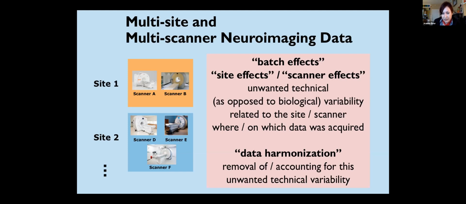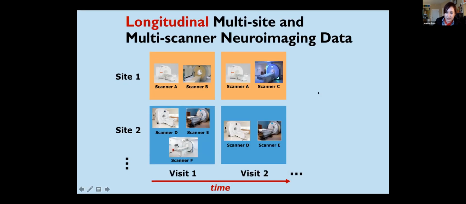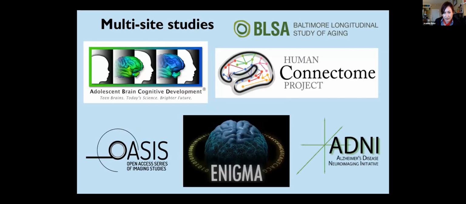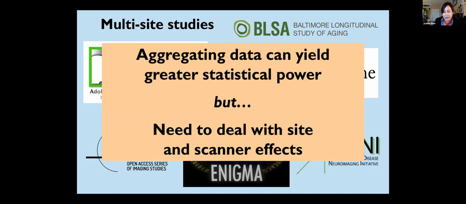And data harmonization, I don't know if it's precisely defined anywhere, but as a general definition, it's removing or accounting for this unwanted technical variability. We're also seeing more complex longitudinal designs, where a scanner might be changing within a subject. Here's just a selection of the many multi-site studies that are out there now. Aggregating data across sites and scanners can give greater statistical power, but we need to be able to deal with the site and scanner effects.